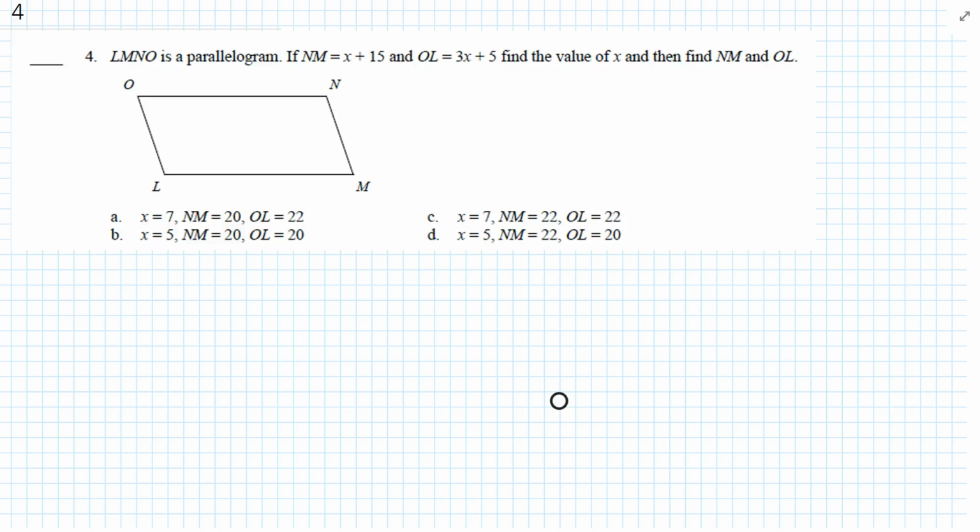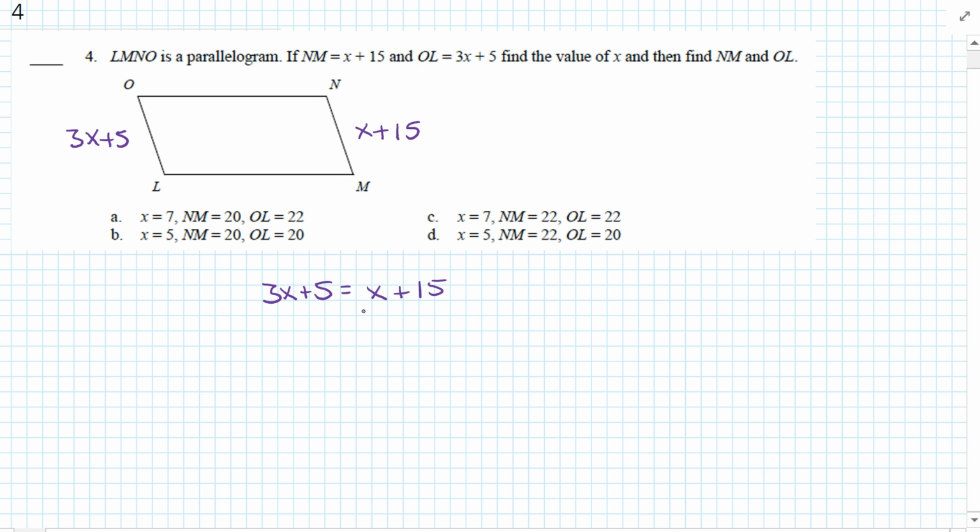Number 4. LMNO is a parallelogram. If NM is x plus 15 and OL is 3x plus 5, then find the value of x and the measure of MO. Well, 3x plus 5 must be equal to x plus 15.